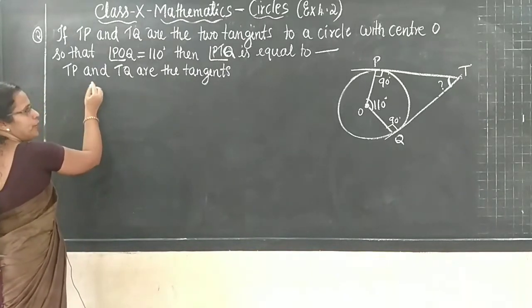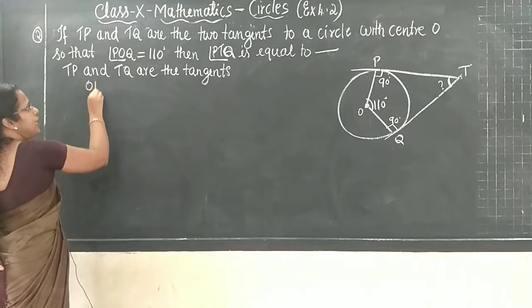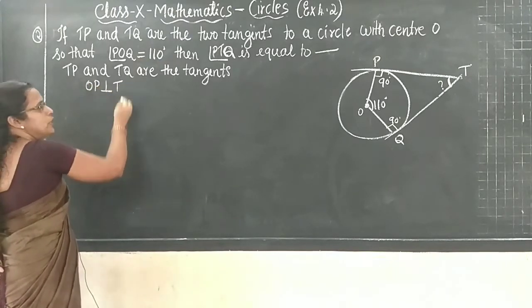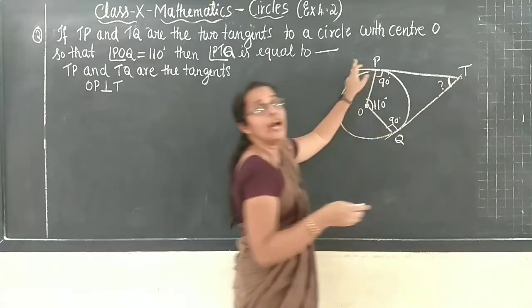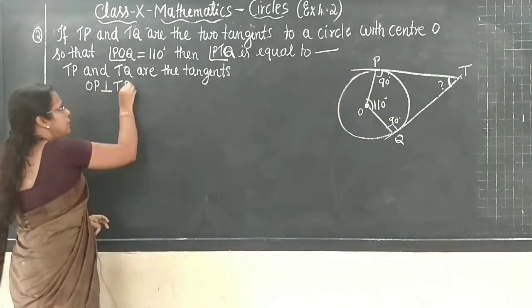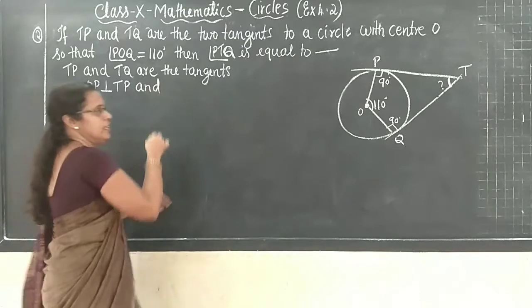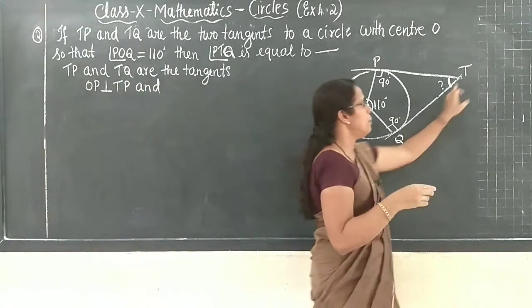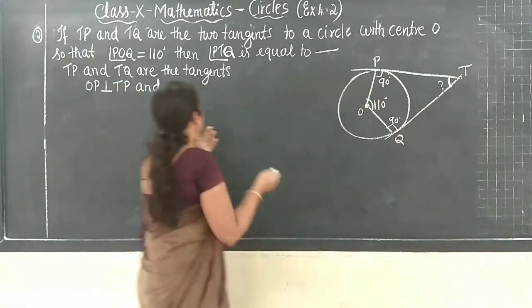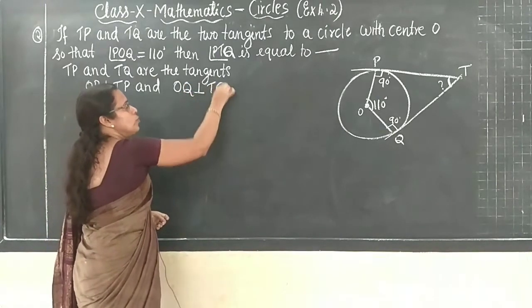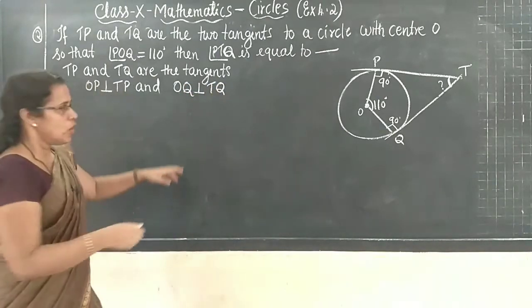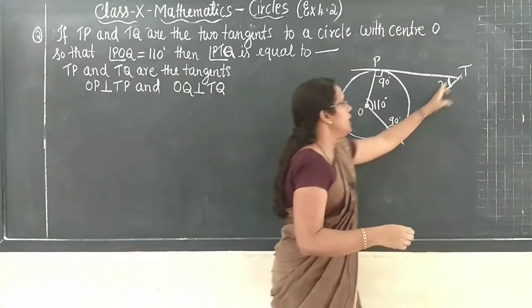Okay, so then what can we write? OP is perpendicular to TP and even OQ is perpendicular to TQ. Yes, OQ is perpendicular to TQ.